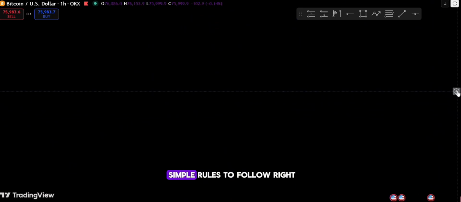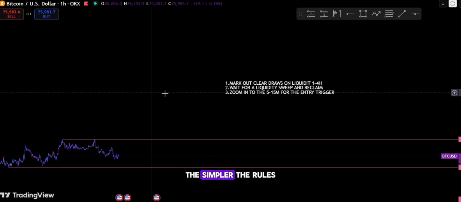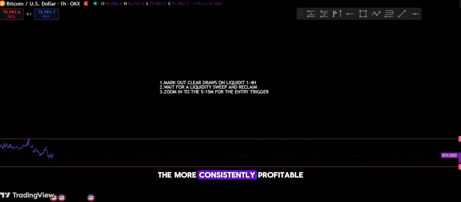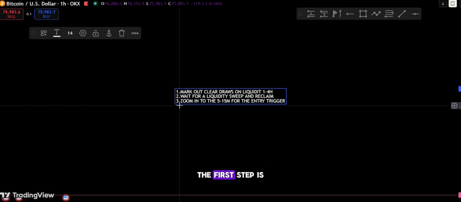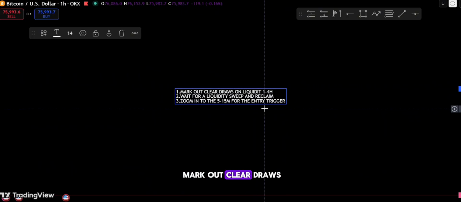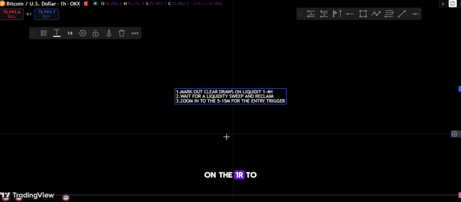So it has 3 simple rules to follow, right? The simpler the rules of a strategy, the more consistently profitable and repeatable the setup becomes. So now the first step is to mark out clear draws on liquidity on the 1 hour to the 4 hour.